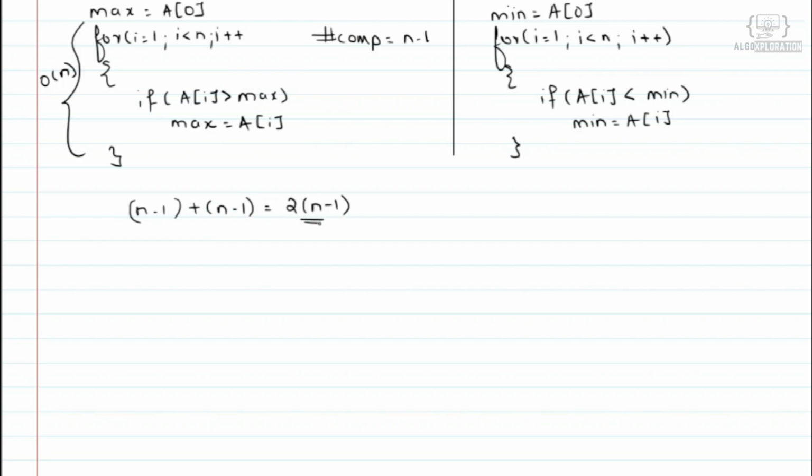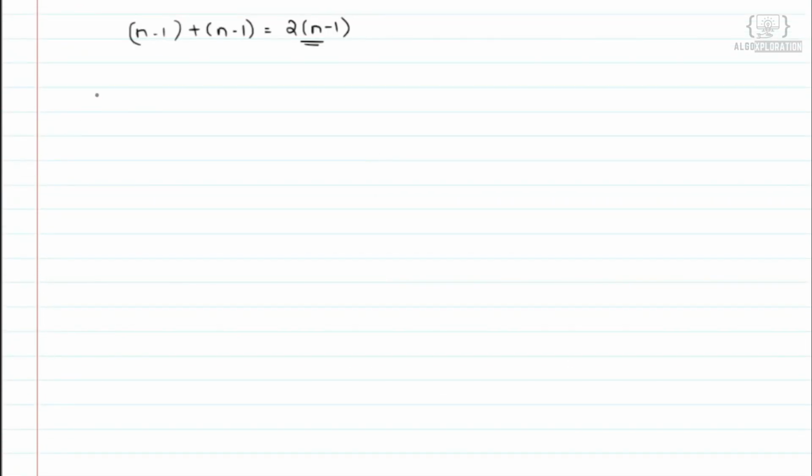Now, we have used two for loops. But the criterion here is that we have to find the maximum and minimum element in one loop. So let's see how we can find it.